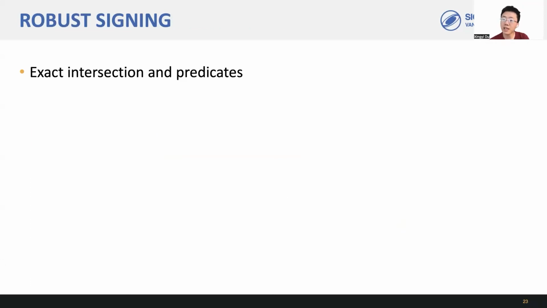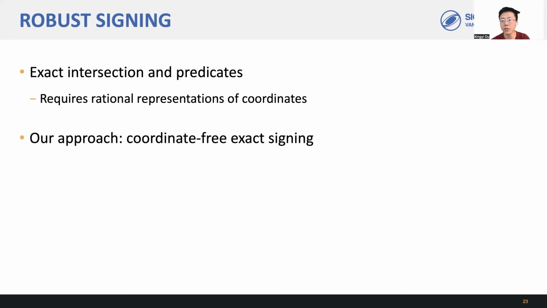To compute correct signs, one option is to perform all intersections and sign tests exactly. This would typically require the use of rational representation of vertex coordinates, which comes with a significant computational overhead. To avoid this overhead, we propose a new approach that computes signs exactly without actually using vertex coordinates.